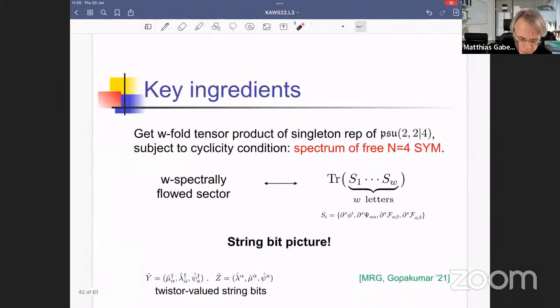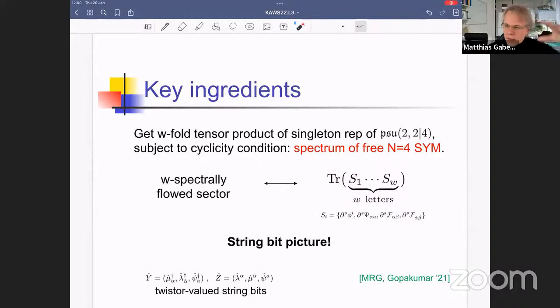So the picture is that the W spectrally flowed sector describes exactly the degrees of freedom that involve W many fields in N=4 super Yang-Mills, where each of the fields is any of the elements of the singleton representation, which is another way of saying any of the fundamental fields and their derivatives. So that's how this worldsheet theory, modulo all the assumptions about what the physical states are, reproduces exactly the spectrum of free N=4 super Yang-Mills.